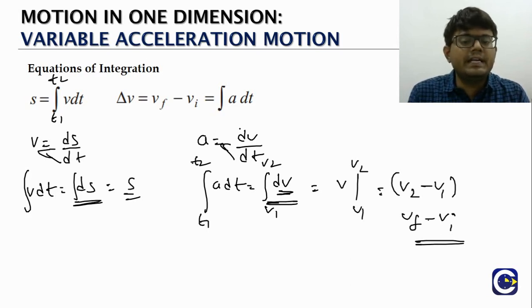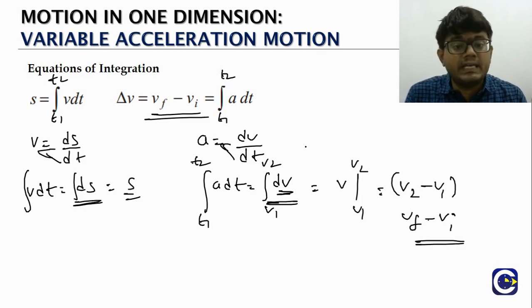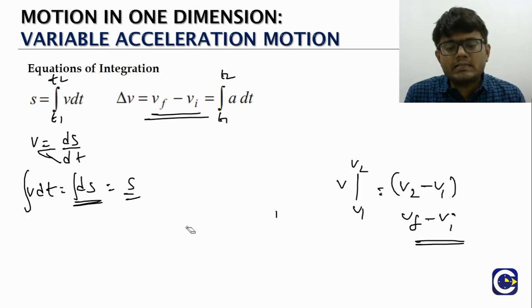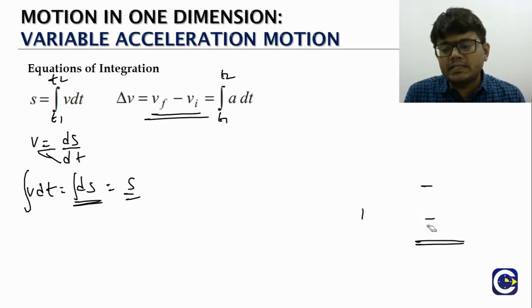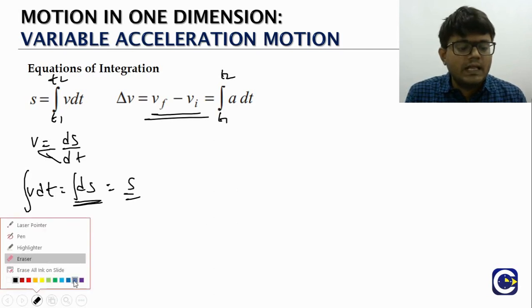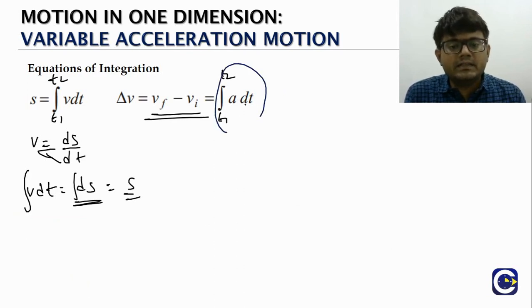So integral of a dt between the time limits t1 to t2 will give us the overall change in the velocity, which is final velocity minus initial velocity. So what we are doing is taking those differential equations, rearranging them and then applying the integration. So if you have the acceleration function, we integrate a dt, time is the variable here. That will give us the change in the velocity, final velocity value minus initial velocity.